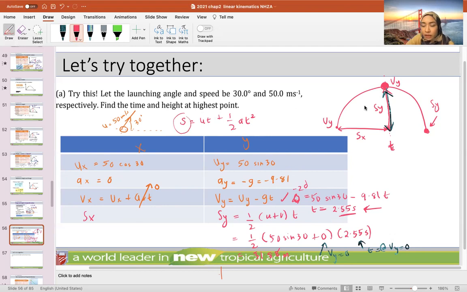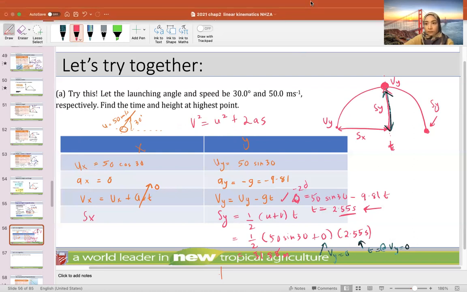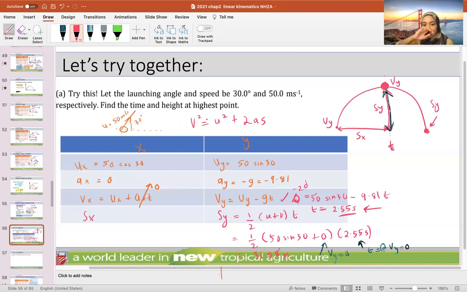Okay, kejap. Ada soalan. Doktor, boleh ke pakai V squared equals to U squared plus 2AS? Okay, let's try it. I think boleh. So one of you is saying V squared equals to U squared plus 2AS. Okay, so what is the value V that I should use here? What is the value for V? Oh, dah nak masa. Okay, I'm going to speed up.